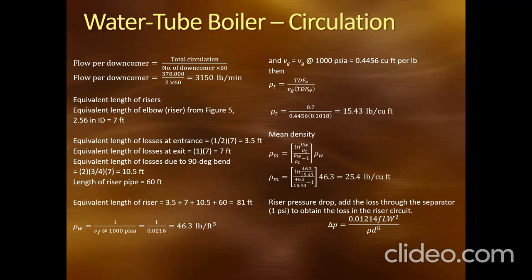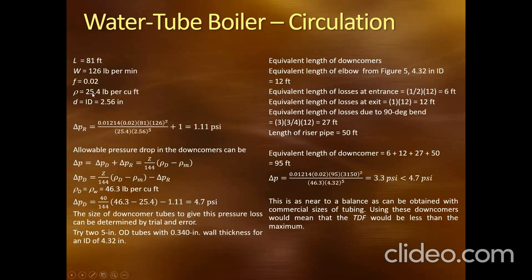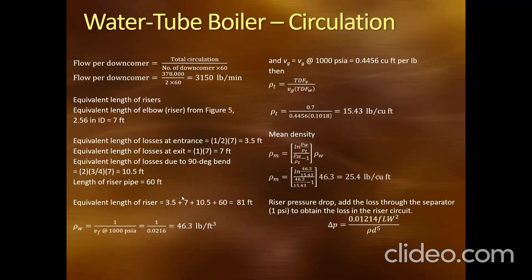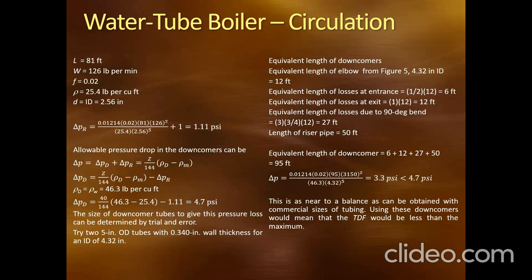Delta P is equal to 0.01214 f L W squared over rho D to the exponent 5. Remember, this is the diameter of the riser. The length is 81 feet, W is 128 pounds per minute, f is 0.02, and rho is 25.4 pounds per cubic foot. We used 0.02 because we have no velocity, so we can't look up f; there is no roughness factor. D is equal to the ID, 2.56. Nothing was mentioned about the pipe. So delta P_R is 0.01214 times 0.02 times 81 times 126 squared divided by 25.4 divided by 2.56 to the 5, plus 1. So this is now 1.11 PSI.